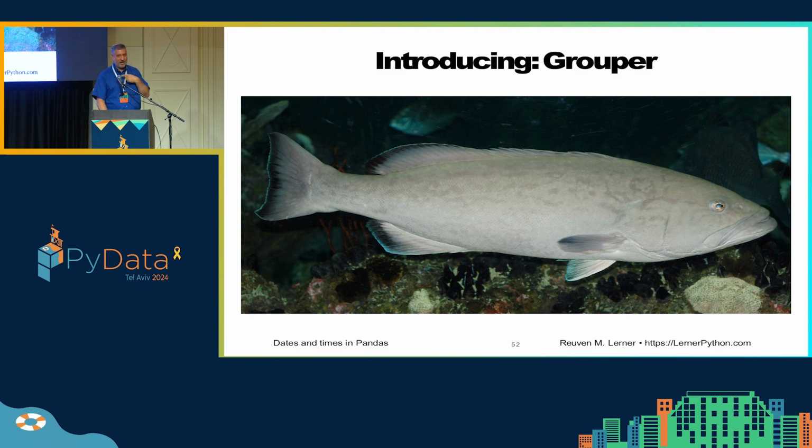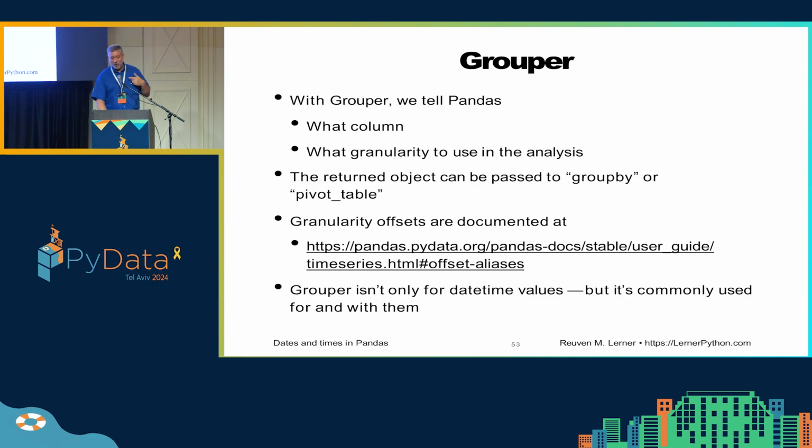And Grouper, it's a kind of fish if you didn't know. Anyway, Grouper basically says, what column do we want to use, and what granularity do we want to analyze it with? And then we can pass that to groupby or pivot_table. Now, these granularity offsets are not obvious. You can get them in the Pandas documentation, but it's a little bit hidden. And it's true that you don't only use Grouper with datetime, but that's one of the most common things you're going to want to do.